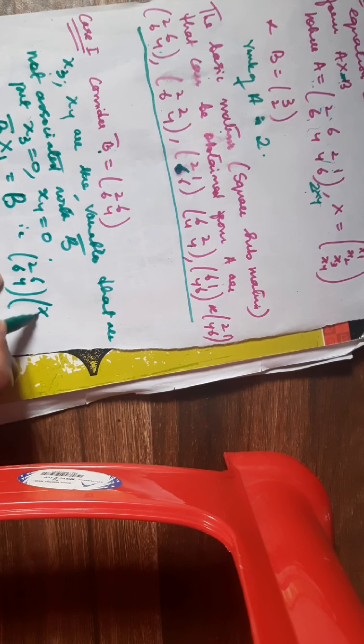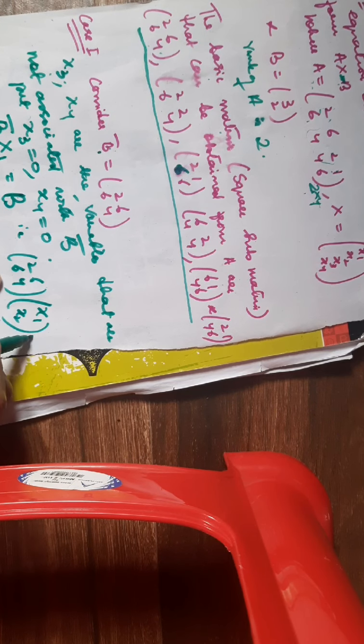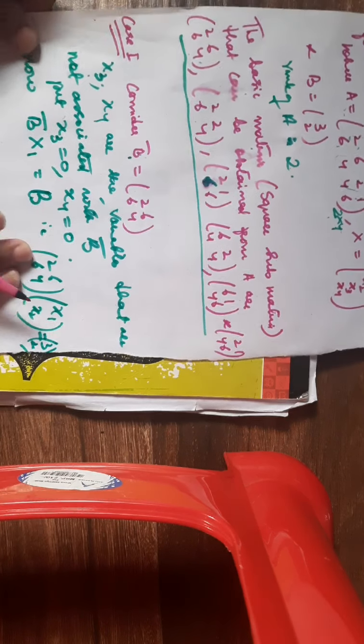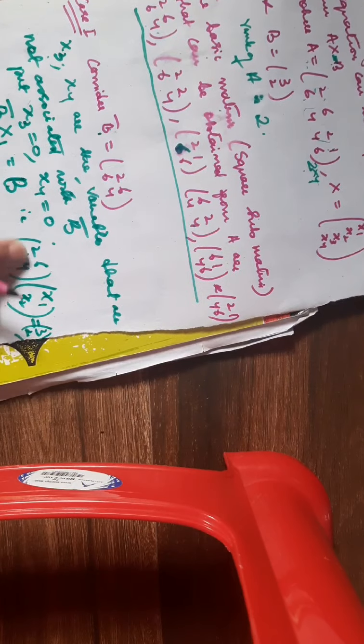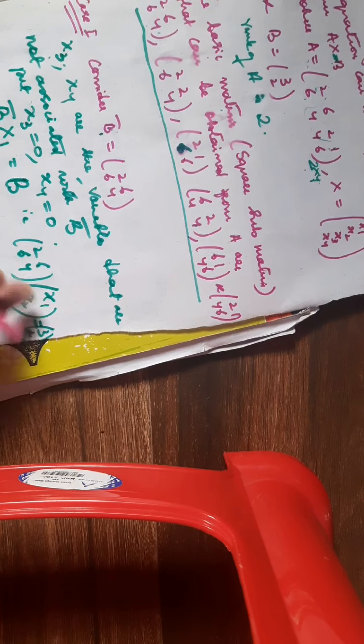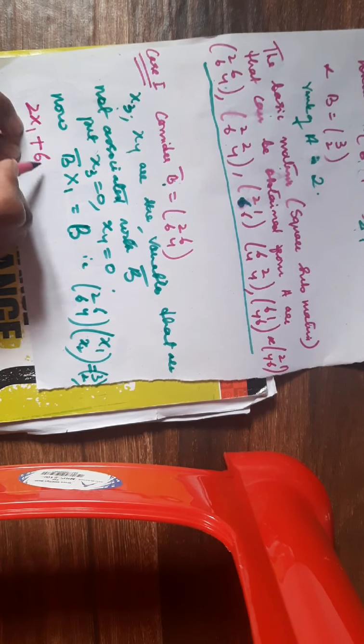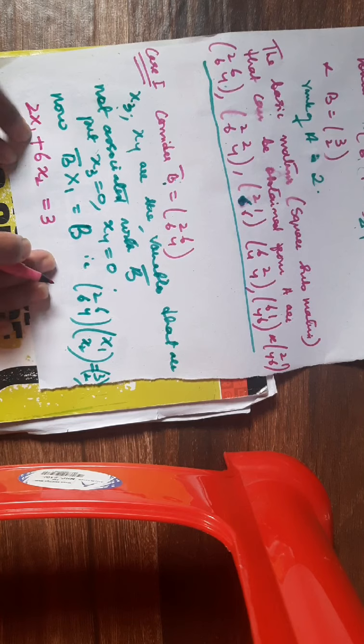It is x1 and x2. So x1, x2 equal to what is B bar? B bar is equal to 3, 2. So we'll write here equal to 3, 2. Now on solving this equation, you simplify, multiply this one, you'll get 2, 6 into this one will give you 2x1 plus 6x2 is equal to 3.